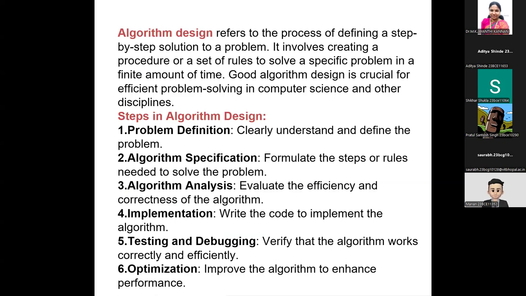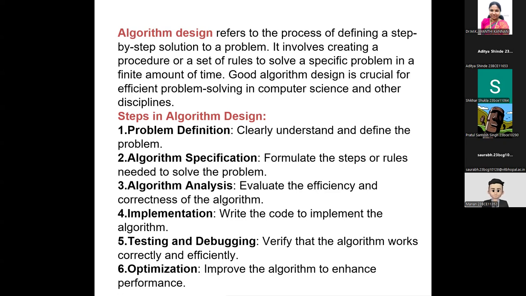So what does algorithm design mean? It refers to the process of defining a step-by-step solution to the problem. It involves creating a procedure or set of rules to solve a specific problem in a finite amount of time. So we have to find the solution for any given problem within the given stipulated time. A good algorithm design is crucial for efficient problem solving in computer science and other disciplines. So what are the steps in algorithm design? Problem definition: clearly understand and define the given problem. Algorithm specification: formulate the steps or rules needed to solve the problem. Algorithm analysis: evaluate the efficiency and correctness of the algorithm you choose for the given problem.